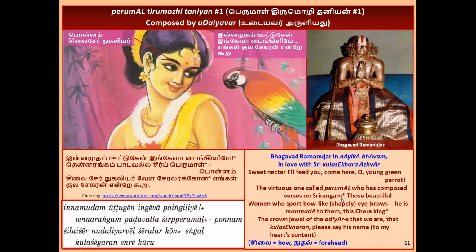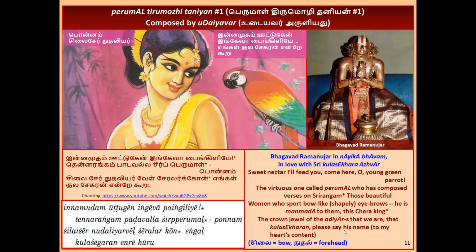And one of the glories is that he has composed verses on Sri Rangam. And not only that, because this is a Nayaki Bhavam, he is a very handsome young man that all the Nayakis in the world are after. So she says, those beautiful women who sport bow-like eyebrows, he is Manmada to them. So you see, of course, it's here that the love is really bhakti. Just as he has great love for that Nayakan, namely kulasEkhara AzhvAr, all the women who sport beautiful bow-like eyebrows are also enamored of him, a Manmada to them, this Chera king, the crown jewel of the Adiyars that we are, that particular kulasEkharan.